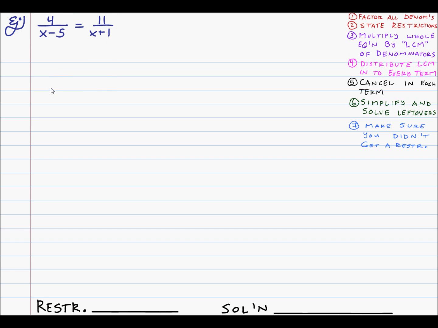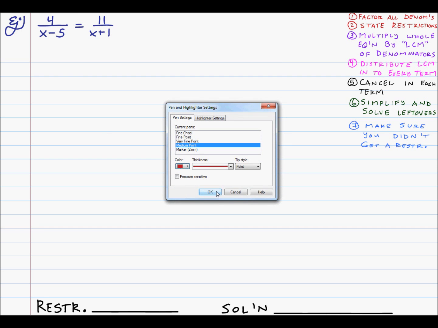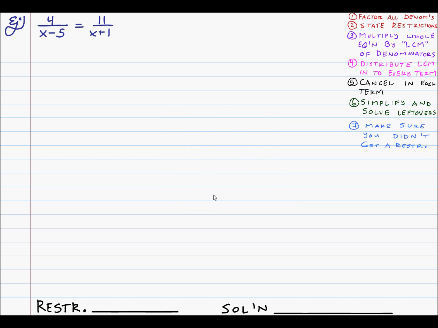We want to solve this equation. So looking at my steps, trying to figure out what x's might work, the first thing I'm supposed to do is factor all the denominators and state the restrictions. Looking at this, I see both denominators are already perfectly well factored, nothing to do with them. So we're done factoring. Instead, what we want to do is figure out what makes them equal to 0. Let me call on somebody. How about Evan? What's the first restriction?